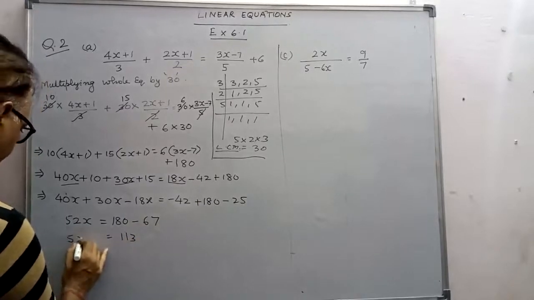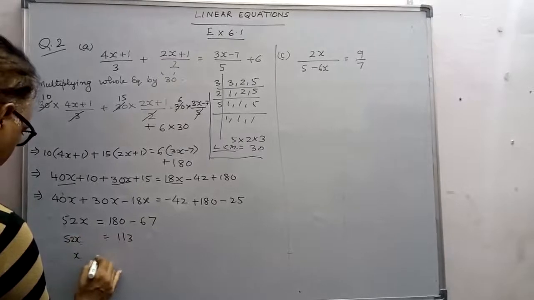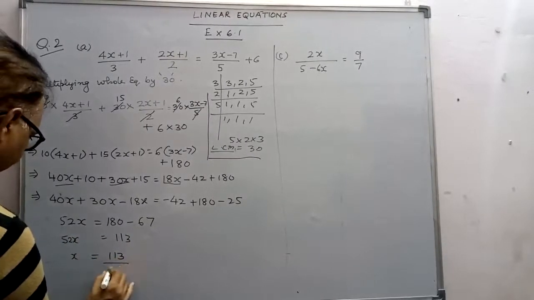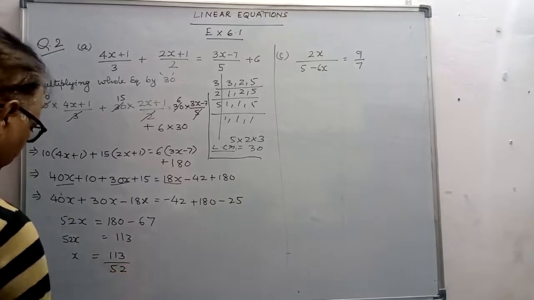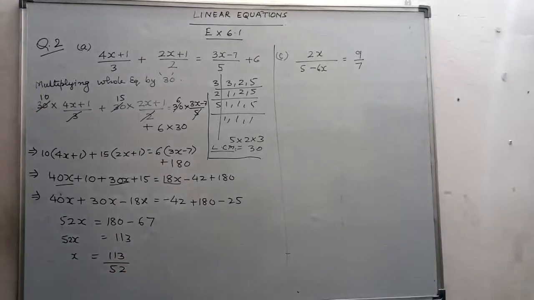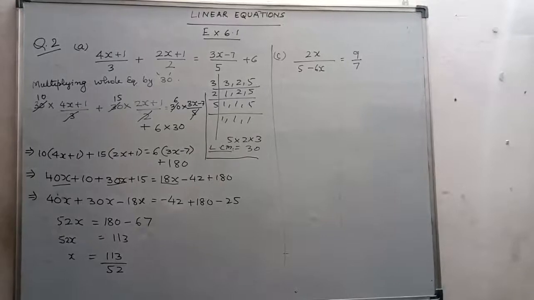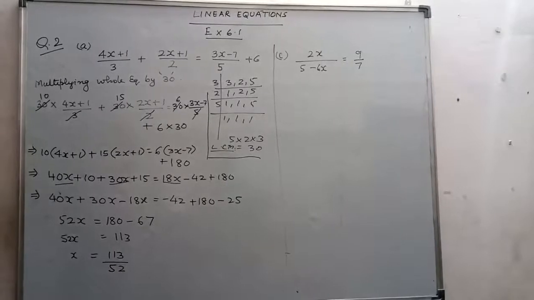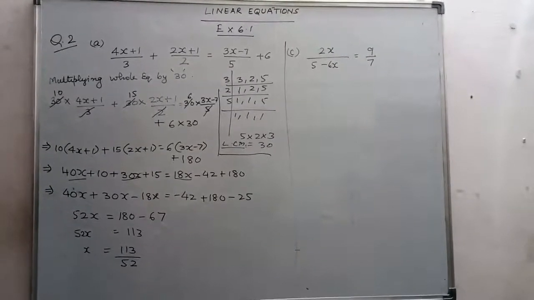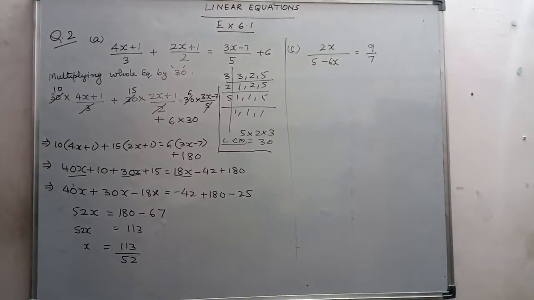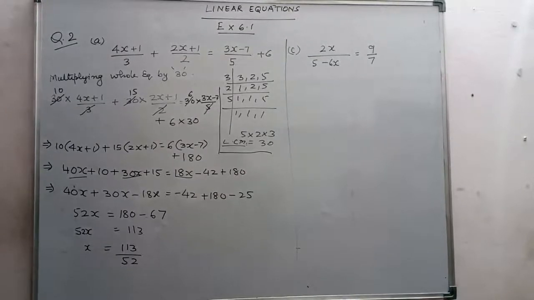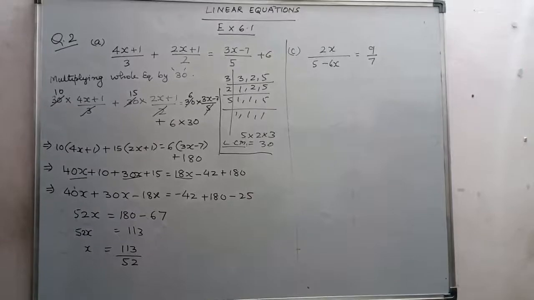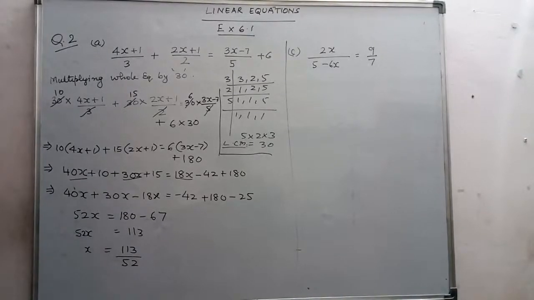52x is equal to 113. x is equal to 113 upon 52. That gives you the result. So this is the answer for question number 2, part 1, 113 upon 52. Further cancellation is not possible, so you will leave the answer here itself.